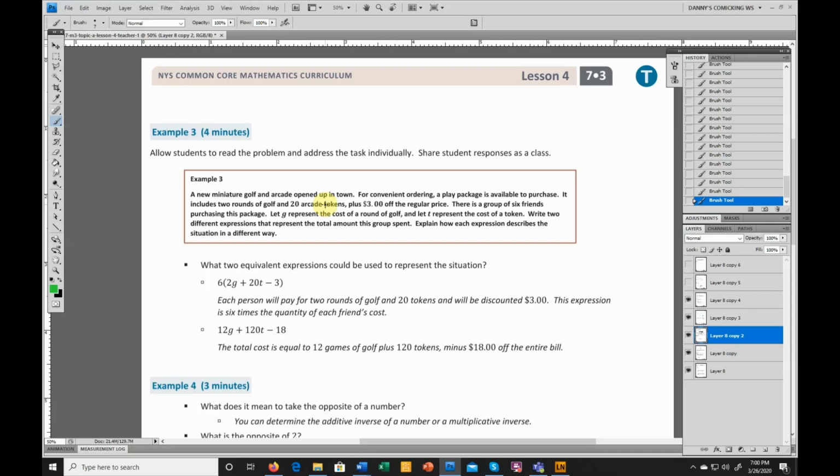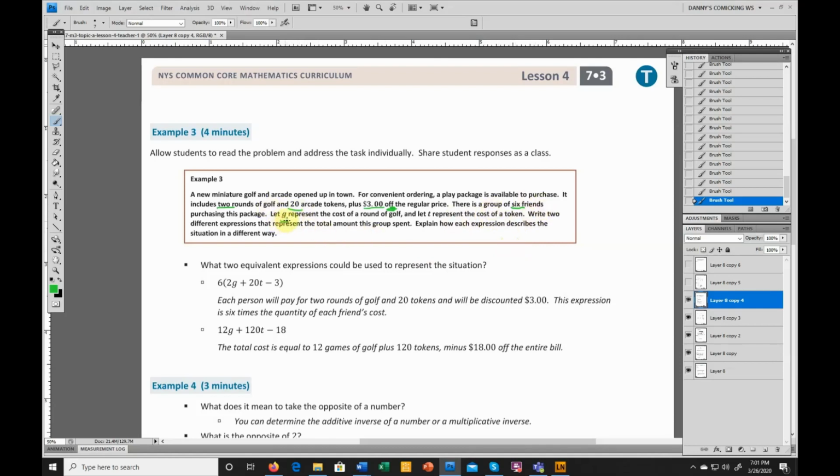For convenient ordering, a play package is available to purchase. It includes two rounds of golf and 20 arcade tokens plus $3 off. Make sure you keep that in mind. Off the regular price. There is a group of 6 friends purchasing the package. 6 friends. Always find your numbers in these problems. So the group of 6 friends purchase this package.